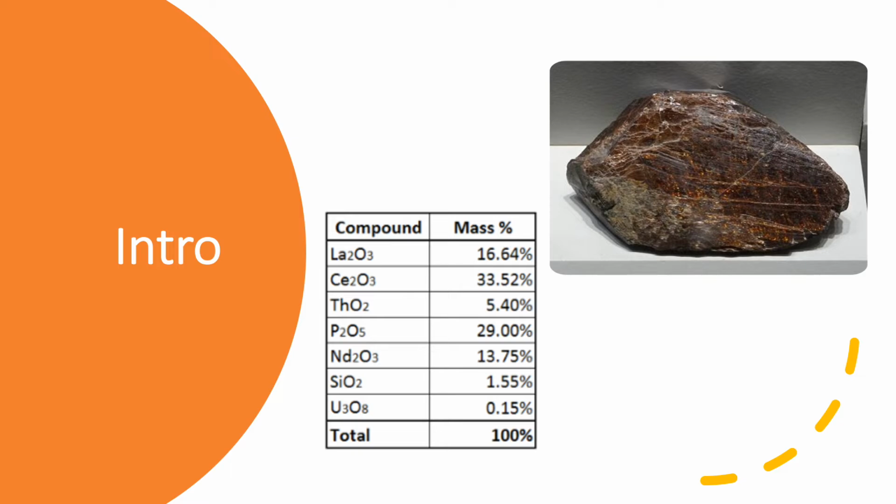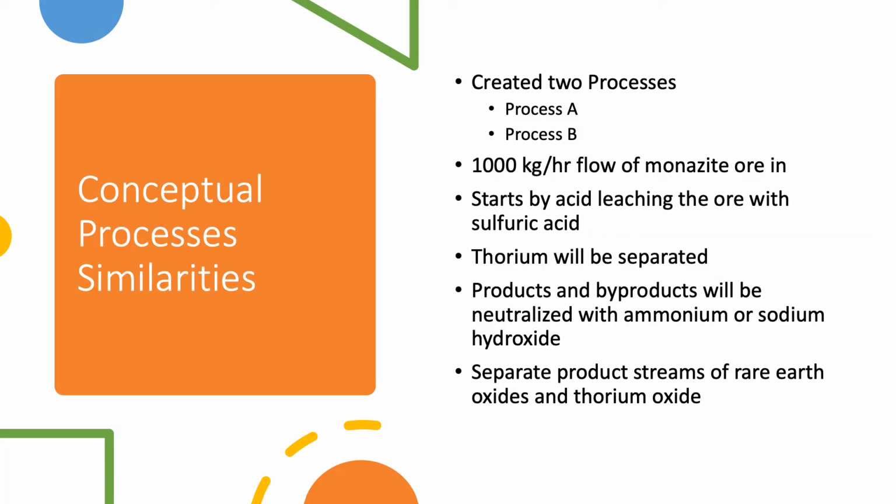feasible and profitable. So we started by looking at all the current processes that extract rare earth elements from monzonite ore and picked the best pieces of each process. With this, we produced two processes that recovered pure thorium and had the same optimal recovery of rare earth elements. The start point of each process was the same.